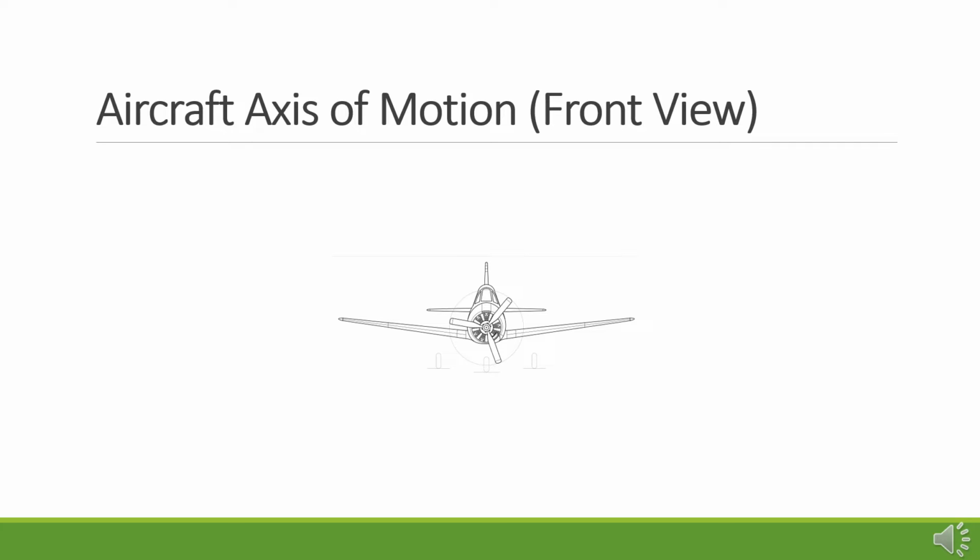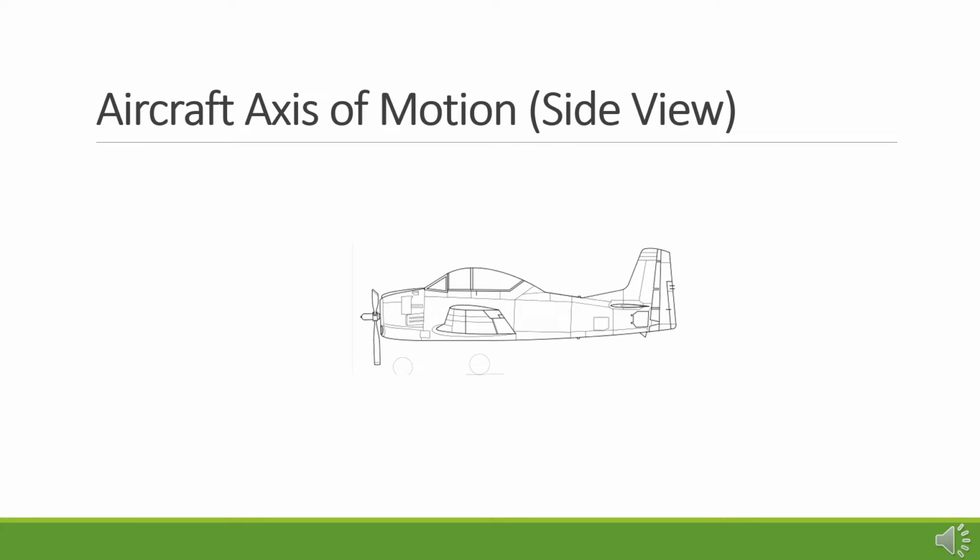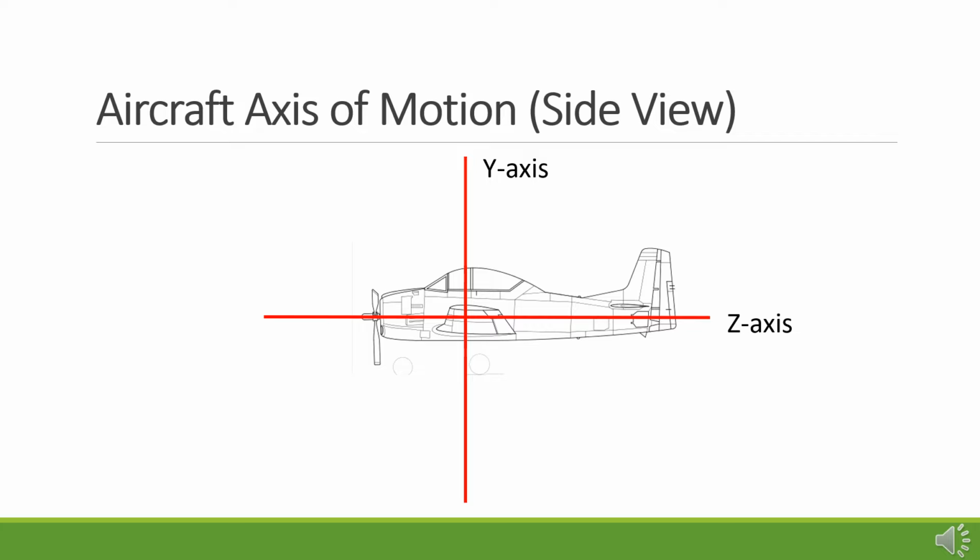Looking at the aircraft from a front or nose-on view, the x-axis would run through the wings, and the y-axis would run vertically through the cockpit. The z-axis in this case would project straight out of the slide. Looking at the aircraft from the side view, the y-axis would again run vertically through the cockpit, while the z-axis would run from the nose to the tail of the aircraft.